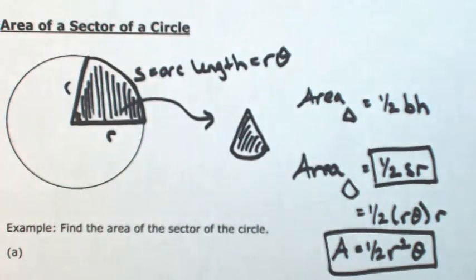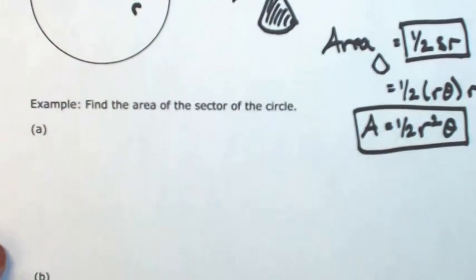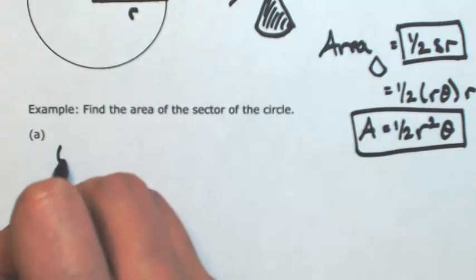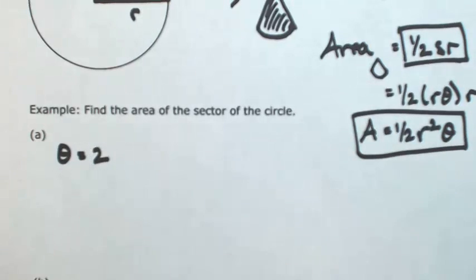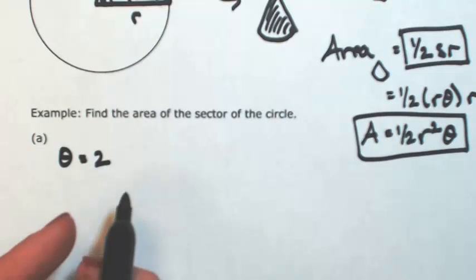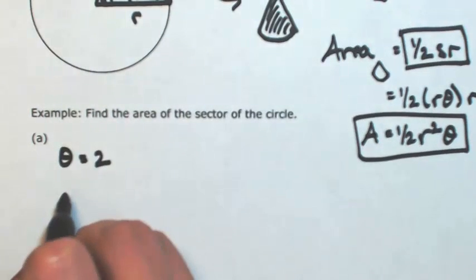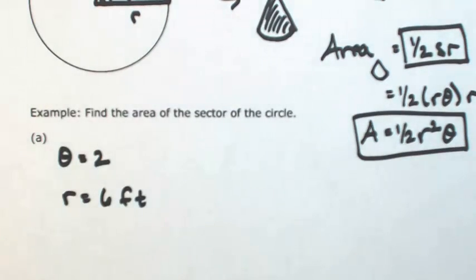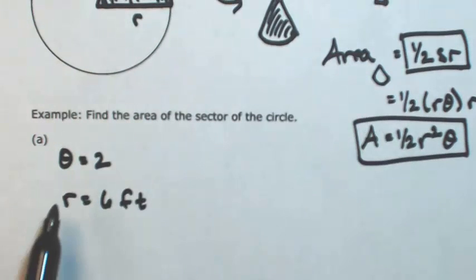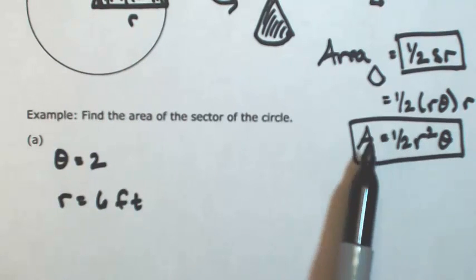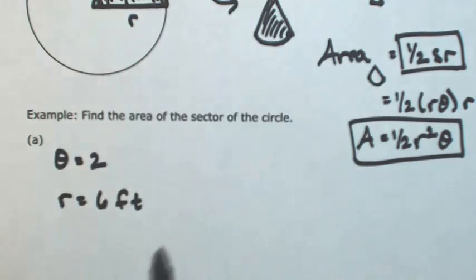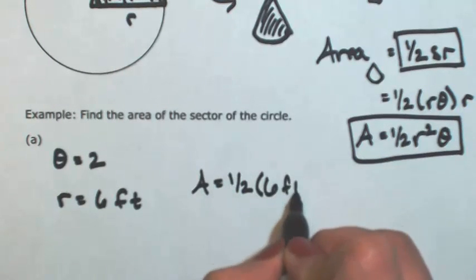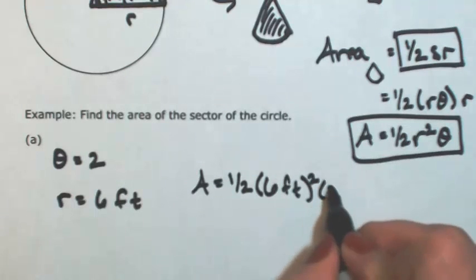So let's do a couple examples. Let's find the area of the sector of the circle. I'm going to give you the central angle and the radius. So let's say that the angle is 2. Now remember, if there's nothing written after that, that's assumed to be radians. And let's say the radius is 6 feet. Okay, so because I'm given r and theta, the second formula makes more sense to me to use. So A would be equal to 1/2 times 6 feet squared times 2.